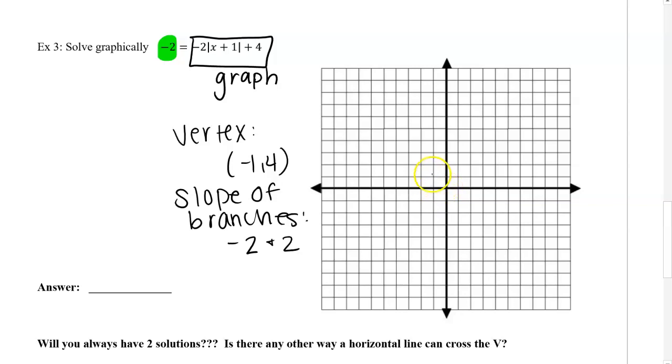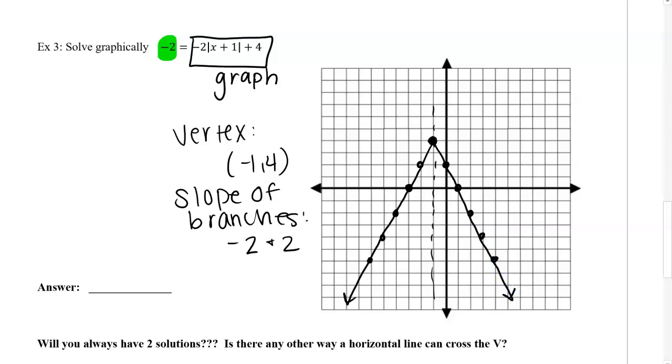So I'm going to go to my vertex, -1, 4, plot the point. Because the a value was negative, I know that this absolute value function should face down. So from here I'm going to count down 2, right 1. Okay, but keep in mind, that's only half of my graph. So I'm also going to go down 2 and left 1. And plot enough points so that when we go to graph our line, we can clearly see the intersection point.